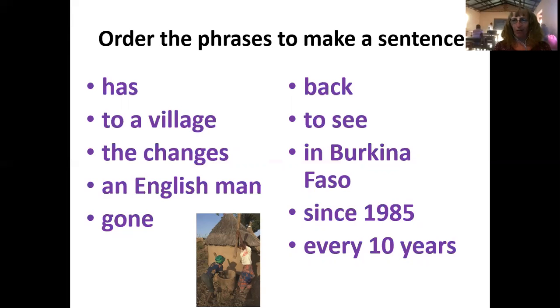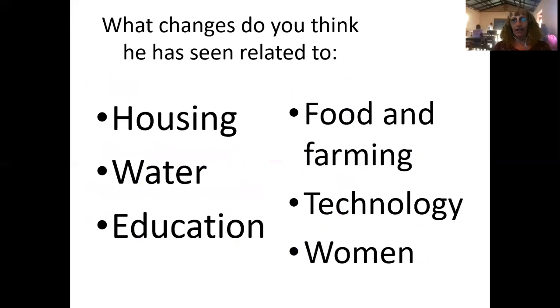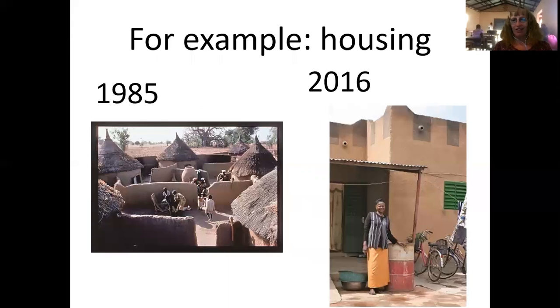So let's find out more about the village and the changes. What changes do you think he has seen related to these 6 areas? Pause and think or make notes. Here are some examples. For example, the housing in 1985 and the housing in 2016. This is the typical housing in that village in Burkina Faso.